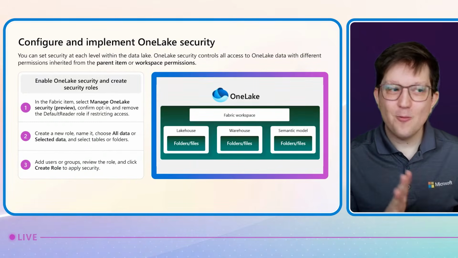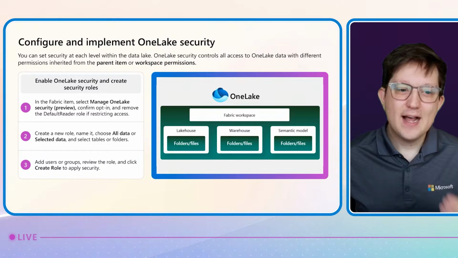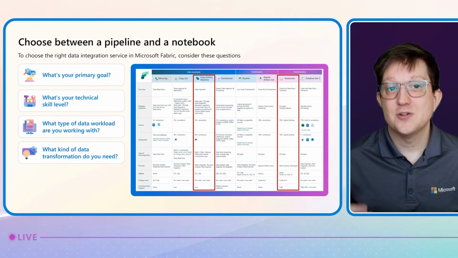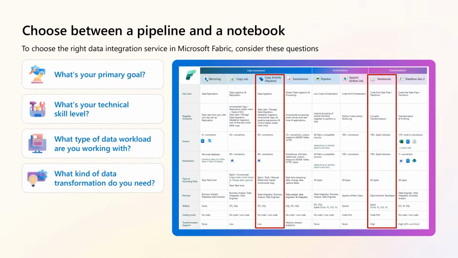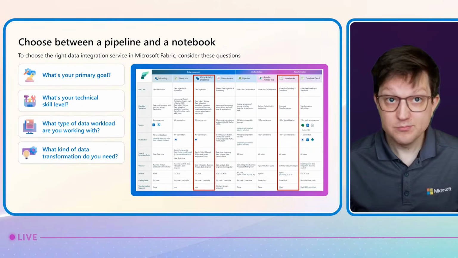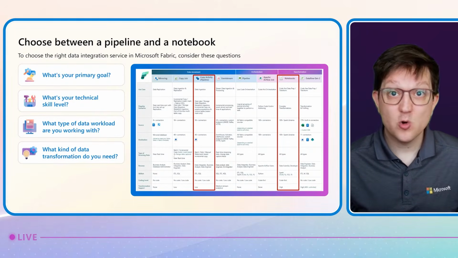Okay, let's move away from what we've touched on here. I've got just the last few features that I want to touch on in integration. To choose the right data integration service in Microsoft Fabric, we go through 4 guiding questions. Each one helps you narrow the answer based on intent, skill, workload, and complexity. The first is, what's your primary goal? Do you want to ingest, transform, replicate, orchestrate? What is the thing you need to do?